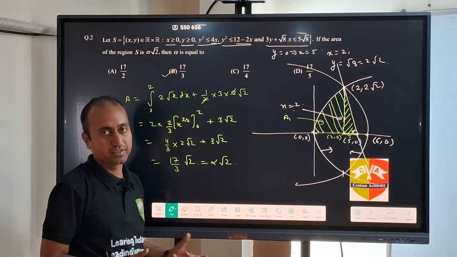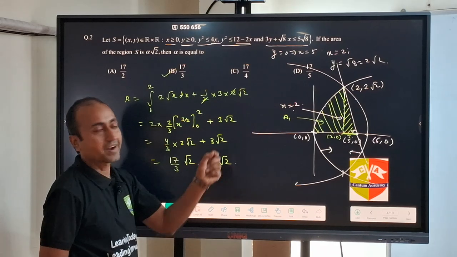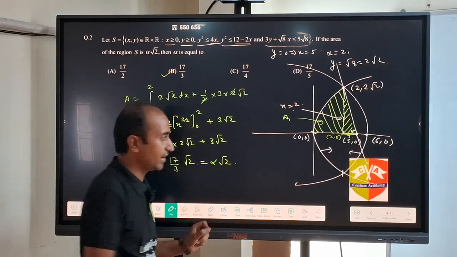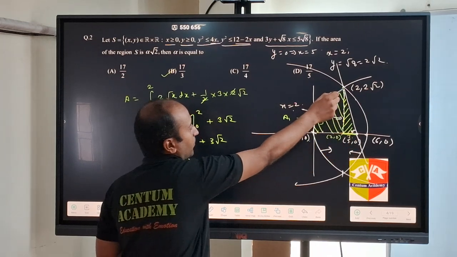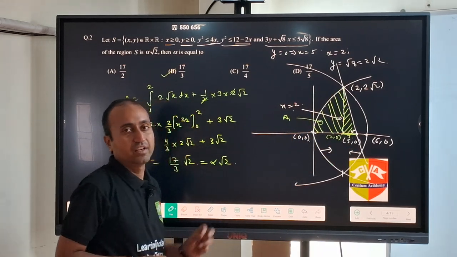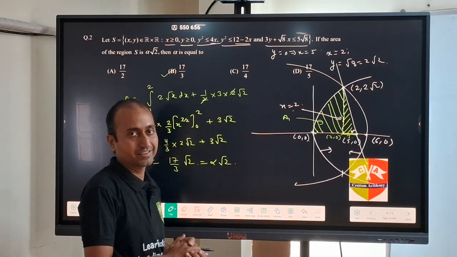This was a moderate question, slightly lengthy because you had to mark these many curves, find your points of intersection, and have this insight that if I just try x equals 2, then the point of intersection of this line and both the parabolas is very, very simple. If it was anything else than this 2, then our life would have been difficult.